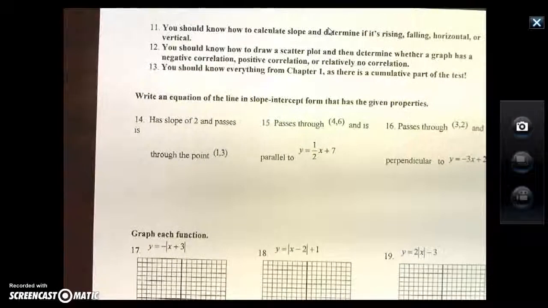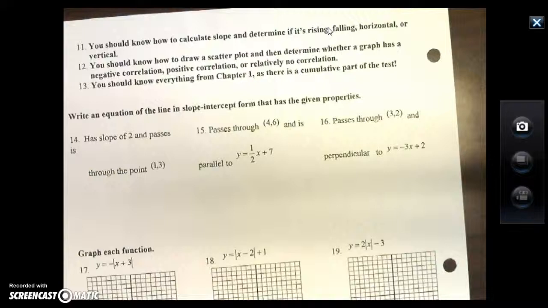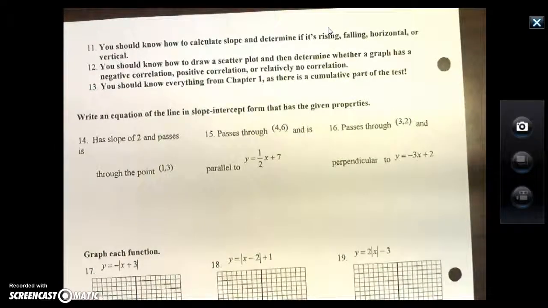Alright guys, here's the second part of our chapter 2 review. Okay, so we are on the back page now.